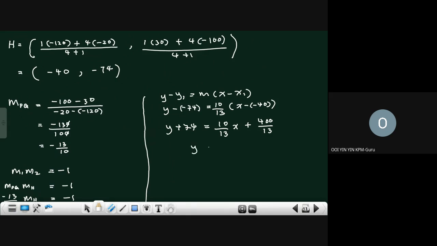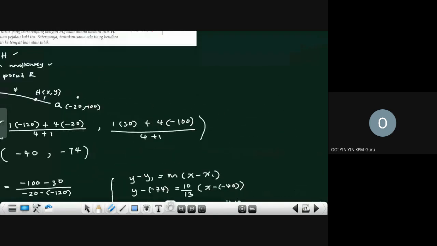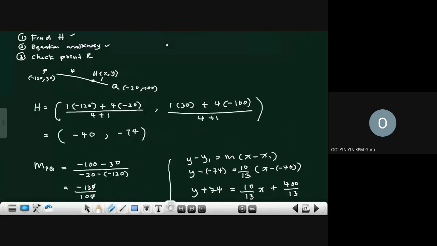Okay, then rearrange all this, you get y equals 10 over 13x. And then plus with here, negative 74, right? Overall you get negative 562, 562 over 13. Okay, so this is your equation. Now to make it easier for you, because you see this over 13, why don't we multiply all this with 13? You get your equation 13y equals 10x minus 562. This one will make it look better. So now we get the equation of our walkway, the one with green color. Then now only the final step is left, which is to check whether this point R is on this equation or not.